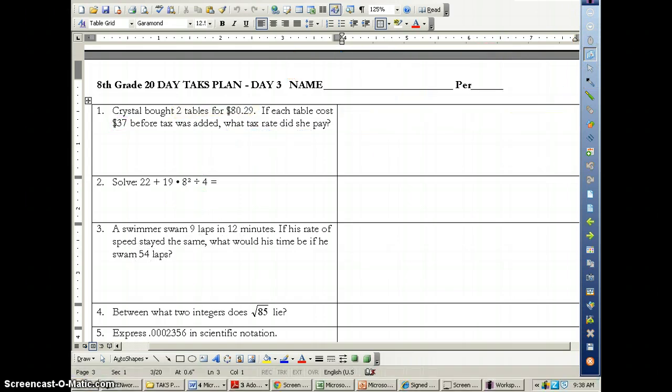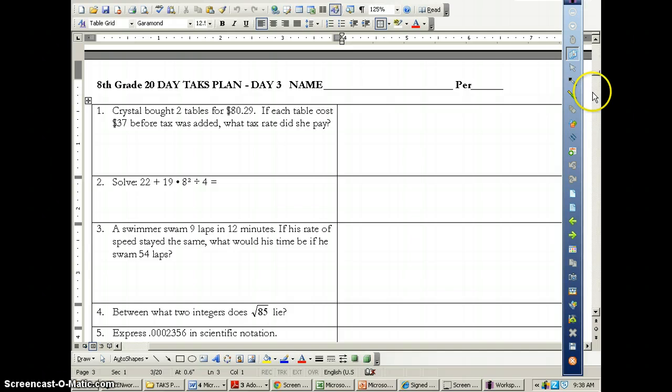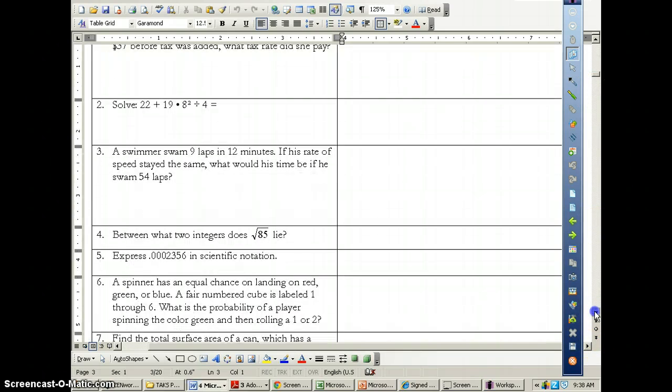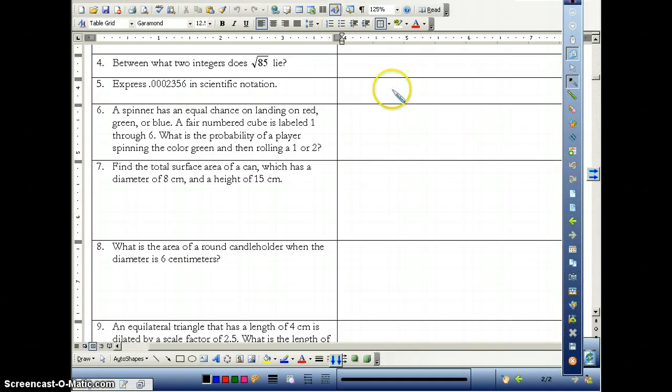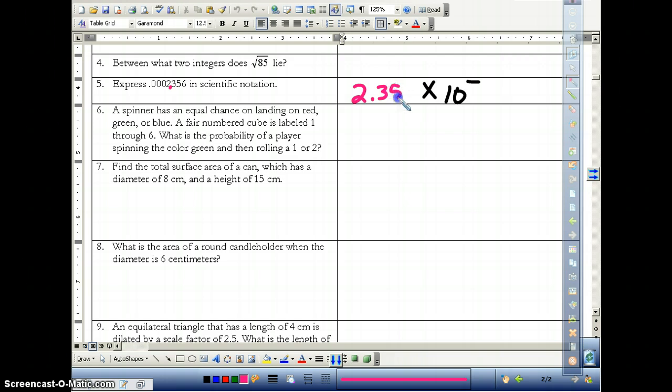Number 5. Express that number in scientific notation. Is it a big number or is it a small number? That's a really small number, so the exponent on your 10 is negative. You need to pick up your decimal point and put it in the number so that this factor out front is between 1 and 10. So the decimal point goes there, 2.356.